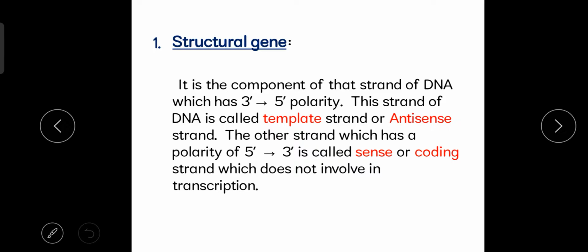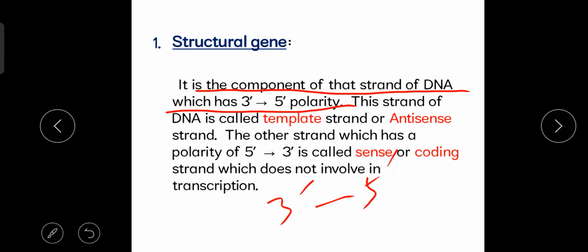The first component is the structural gene. What is structural gene? The structural gene means the DNA strand whose polarity is from 3' to 5' direction. DNA is double stranded. The DNA strand from which the single stranded RNA is formed is called the structural gene, and it has 3' to 5' polarity. That means the direction of the strand is from 3' to 5'. This is called polarity.